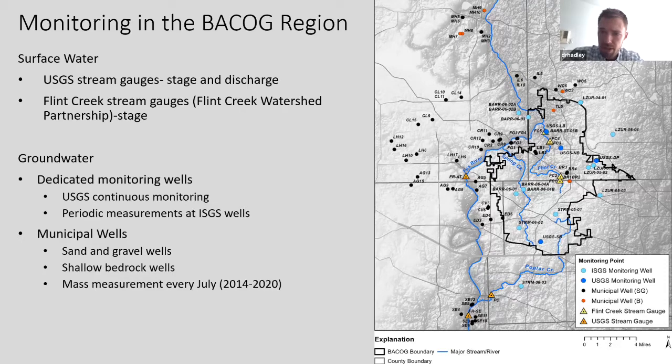And then in addition to the dedicated monitoring wells, there's also been a mass measurement every July since 2014 to measure water levels at municipal sand and gravel wells and shallow bedrock wells. And during this July mass measurement, all of the dedicated monitoring wells are also measured, and that's been measured by either ISGS staff, Illinois State Water Survey staff, Kurt Thompson, or BACOG staff. So it's been a collaborative effort to get all those. And at the municipal wells, those are all measured by the water operators for each of those towns.